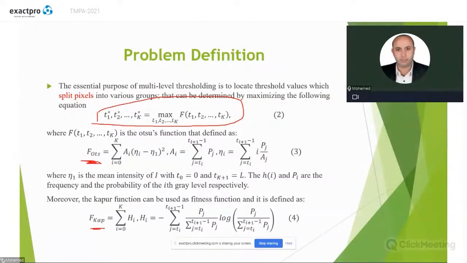In general, there are many algorithms or functions that can be used as objective functions and applied for image segmentation. Actually, in our work and our presentation, we focus only on the Otsu and Kapur functions.